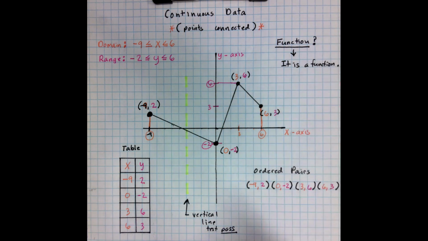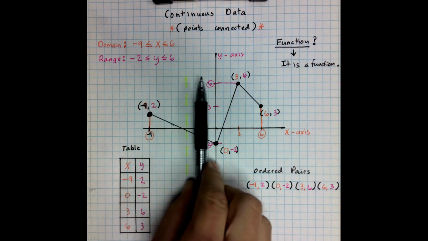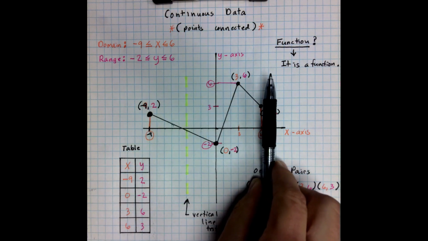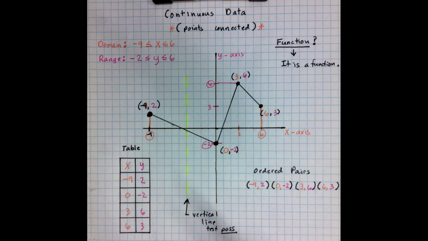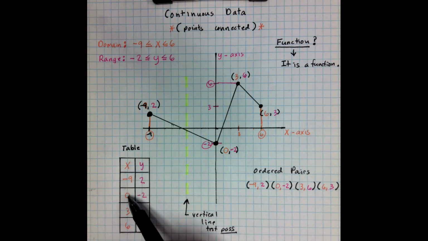Now, if somebody would have not given us the graph, so we didn't have the image where we could do a vertical line test, and they give us a table, we could just simply look at all the x values on the table and make sure that they're not repeating. And for instance, there's no repeating x values. We have -9, 0, 3, 6, a different number each time. So that tells me that this is a function.